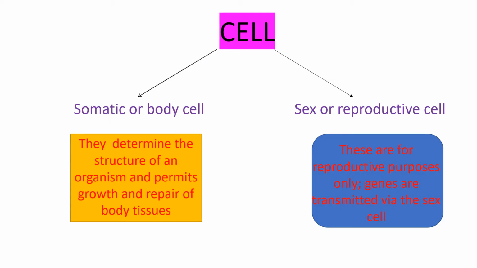So all cells are divided into two majorly. So we have the somatic or the body cell, and then we have the sex or the reproductive cells. The somatic or body cells determine the structure of an organism and permit growth and repair of body tissues. The sex cells, on the other hand, are for reproductive purposes only, and genes are usually transmitted via the sex cells.